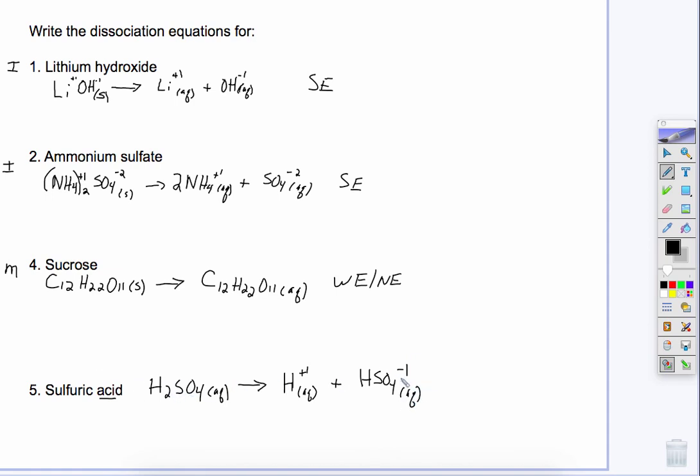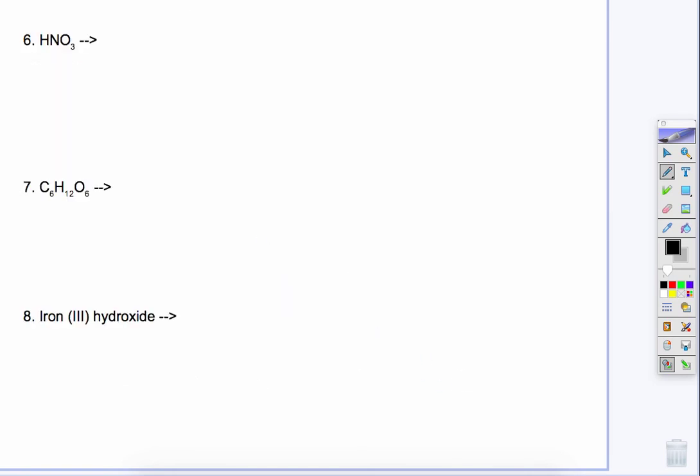Now, sulfuric acid is a strong acid, and strong acids make strong electrolytes. Weak acids make weak electrolytes. That's not that big a deal to know for this course. If you take advanced chemistry, you need to know it, but not in this course. So for acids, you just take one hydrogen off at a time.